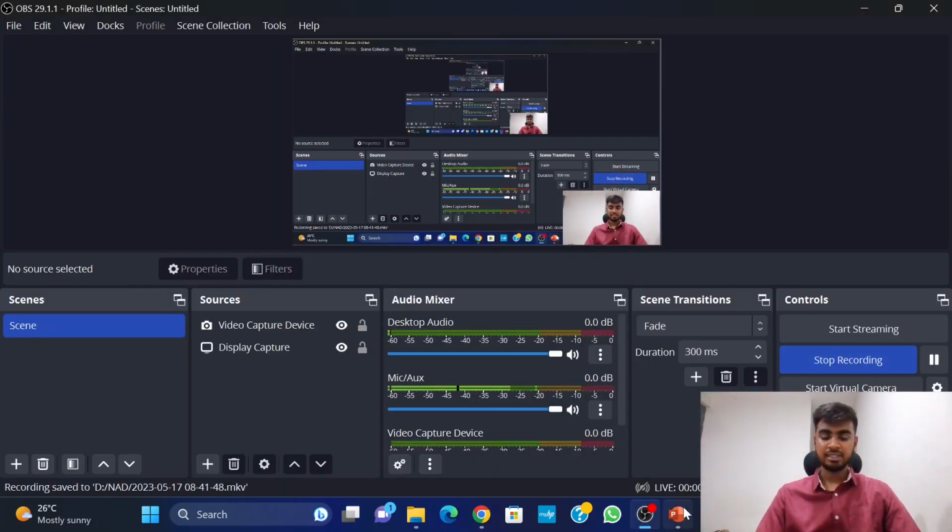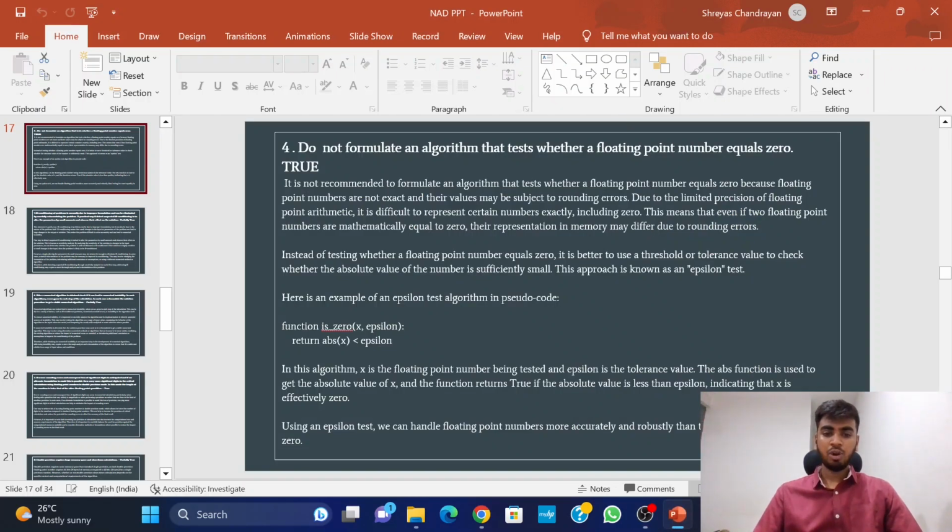Now, let us read our next statement. Do not formulate an algorithm to test whether a floating point number equals 0. It is not recommended to formulate an algorithm that tests whether a floating point number equals 0 because floating point numbers are not exact and their values may be subjected to rounding errors.